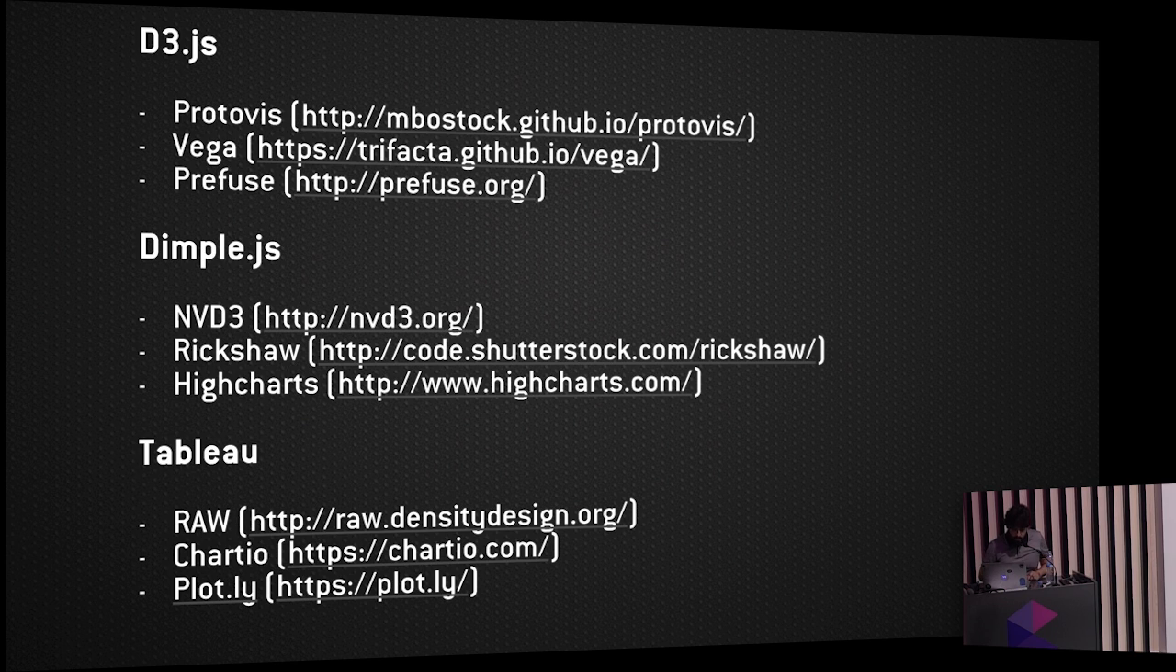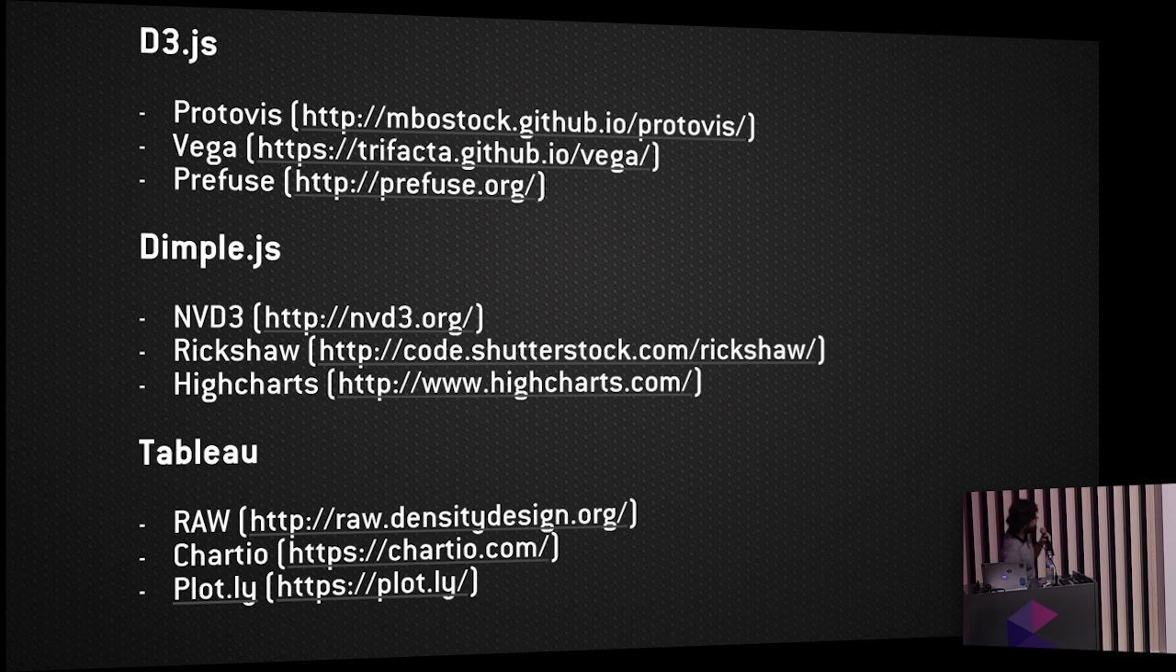I'm going to change the mic. I've left you some resources right here. These are alternatives to D3.js. Don't forget the first one. Protovis is the previous framework or version of D3. In Dimple.js, you have a lot of great tools. You can play around with it. And with Tableau, you have Raw, Chartio, Plotly, and so on. There are a lot of tools for that.